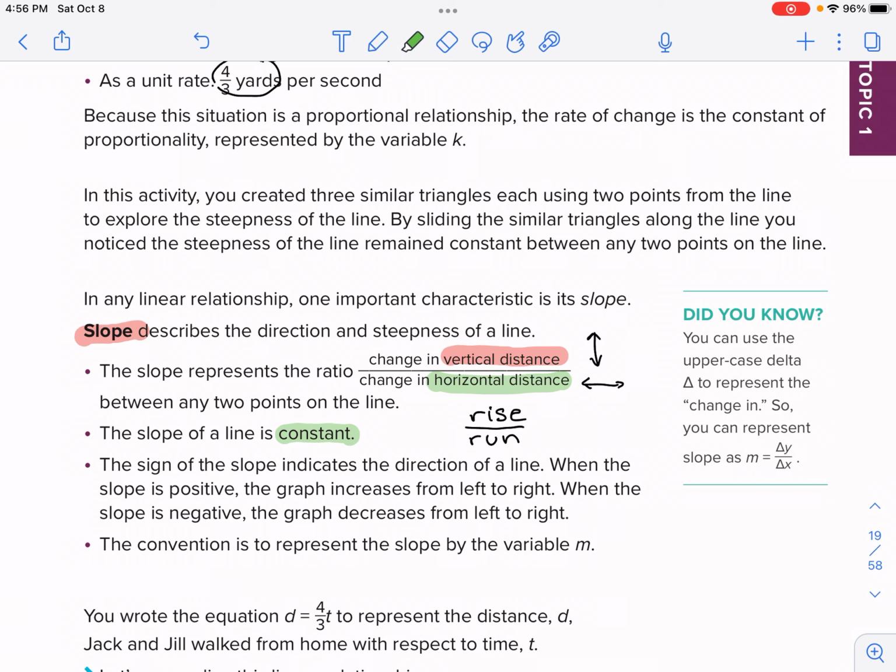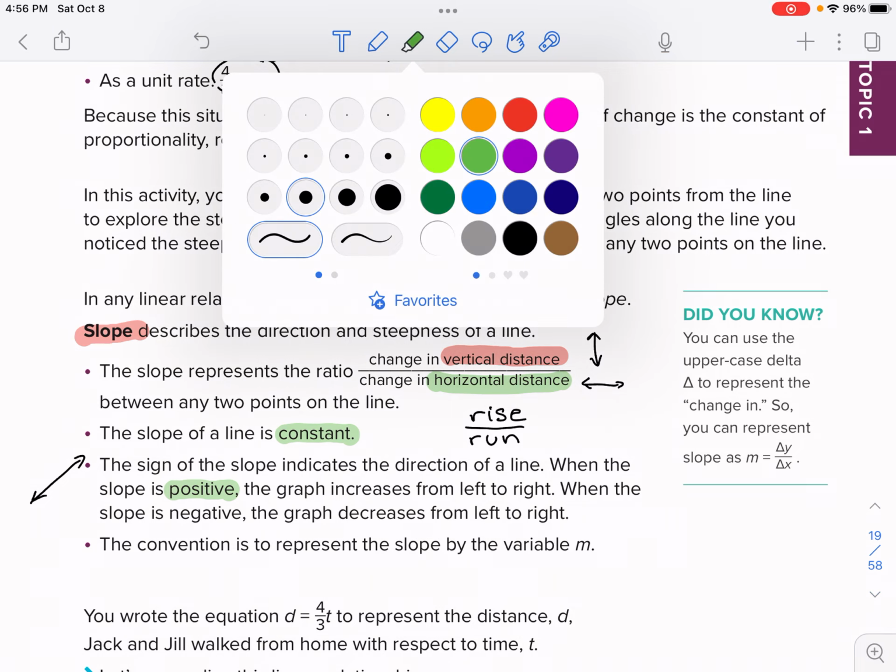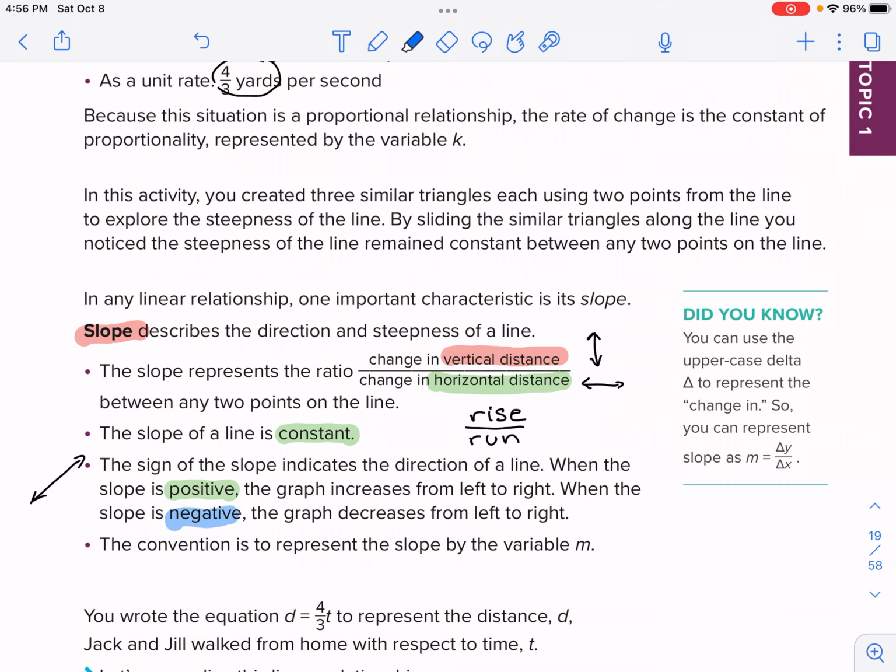We'll also talk about varying types of slope. The sign of the slope indicates the direction of the line. When the slope is positive, the graph increases from left to right. This is what we call a positive slope. Versus when the slope is negative, the graph decreases from left to right. So a negative slope looks like this. Slightly different.